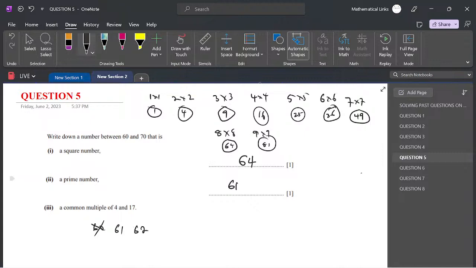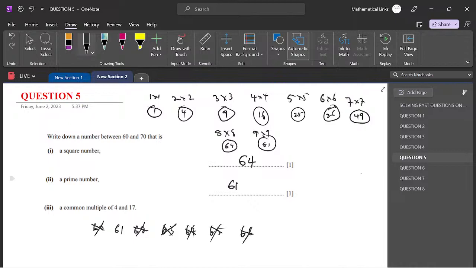Okay, what about 62? Let's check. 62 is not a prime number, you know the reasons. 63 is not a prime number, you know the reasons. 64 is not a prime number. 65 is not a prime number.